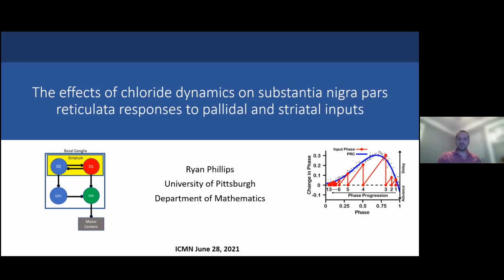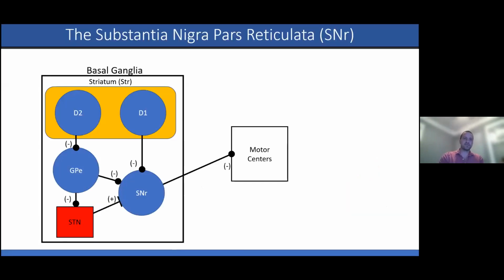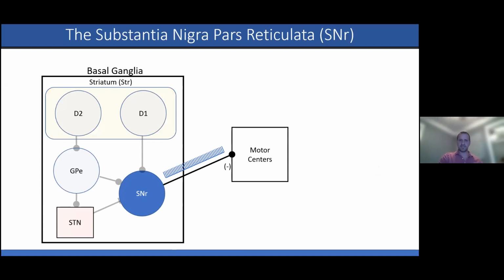All right, so I'm going to talk about the effects of chloride dynamics, as John said, on substantia nigra pars reticulata responses to pallidal and striatal inputs. All right, so first off, what is the SNR? The SNR is a nucleus within the basal ganglia. We're focusing on just the SNR first.